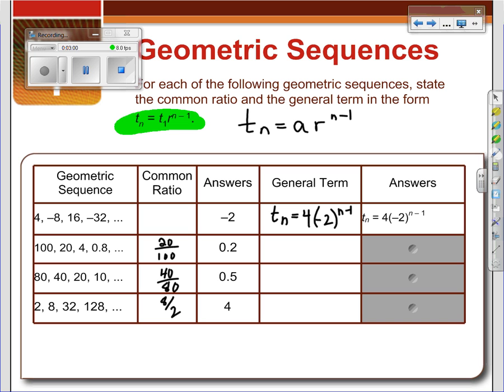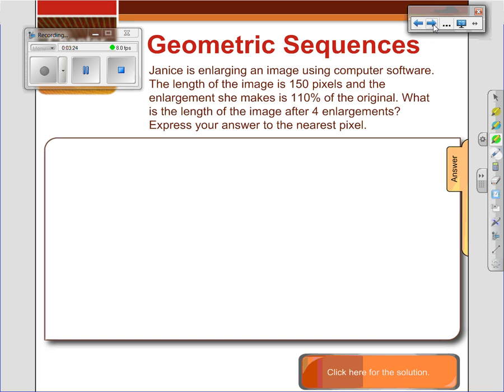Again, try yourself. Fill in the other three. Okay, now that you've tried it, here are the answers. Just replacing the first term with the first term value from over here. So we've got 100 and 100 and 80 and 80 and 2 and 2. And then we've got our common ratio, which simply goes in the brackets to the power of n minus 1. You're going to find this to be very similar to what we've done so far, just it's geometric rather than arithmetic.